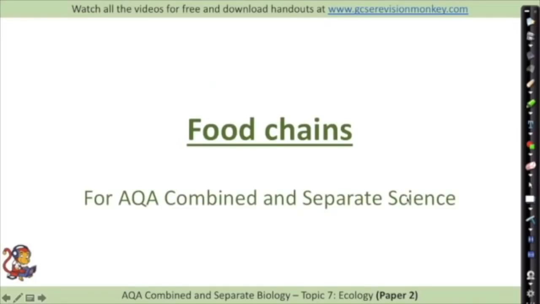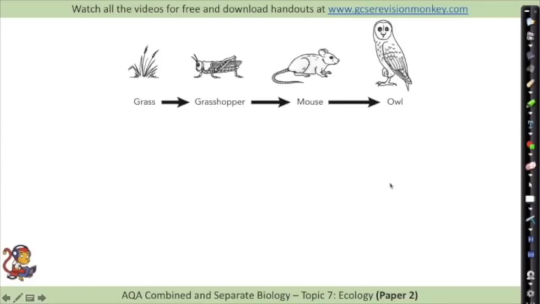Next, we're going to look at food chains. It's quite a simple concept, but there are lots of important words involved. This is the idea that we can link organisms in a community depending on what organism eats what. For example, in this food chain we have the grass, which is then eaten by the grasshopper, which is then eaten by the mouse, and which is finally eaten by the owl.